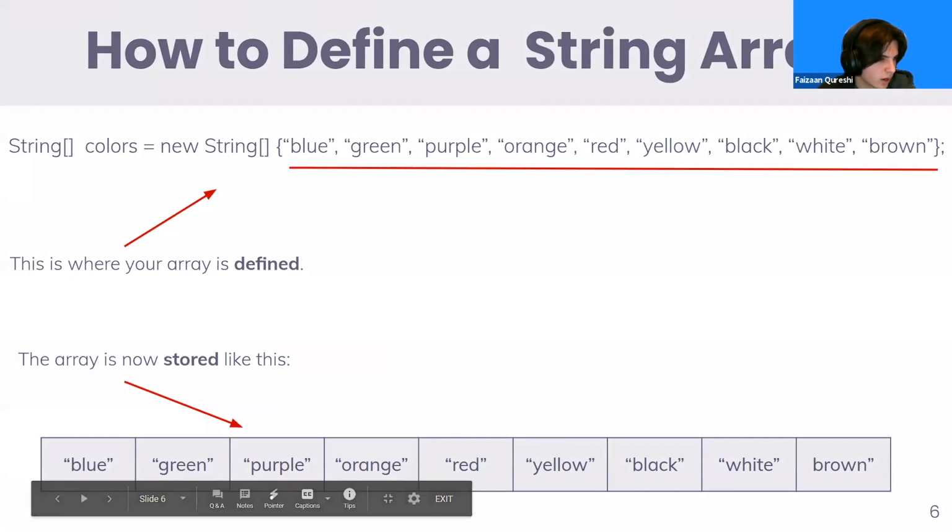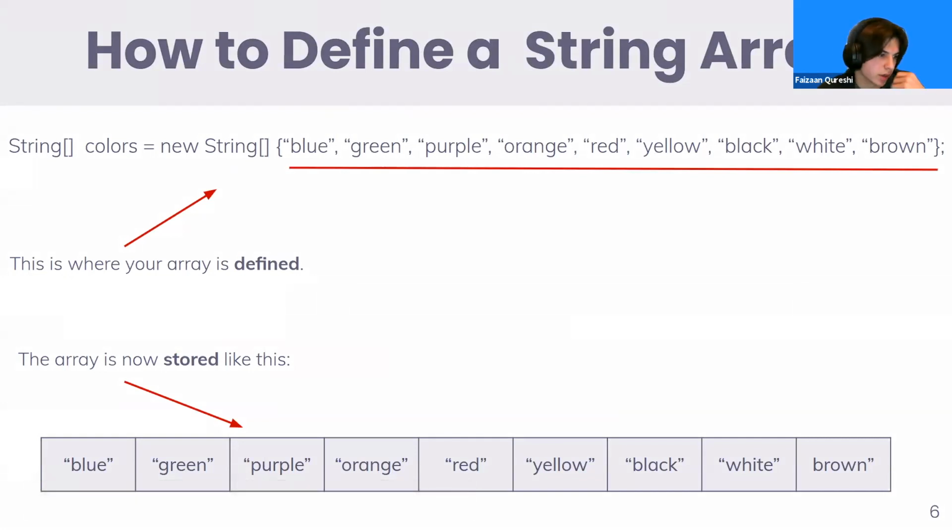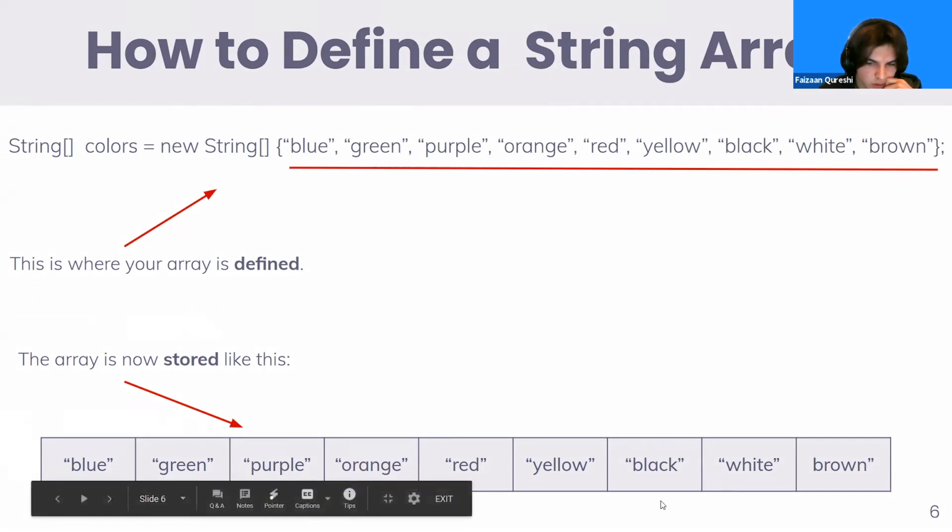So how to define an array or a string array? Defining arrays is simply just assigning elements into the array. Like for example, just like in the previous slide, we have the name of our array, but here we are actually storing what is in the array. So we have all of our colors, blue, green, purple, and it is going to be stored like this on the bottom.